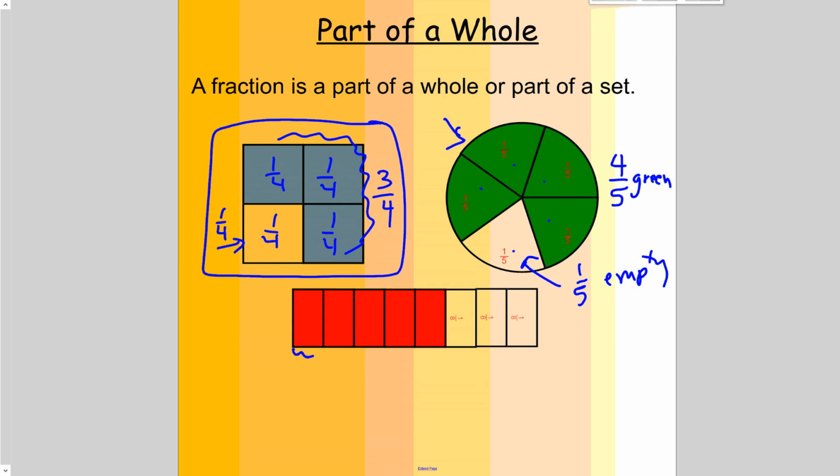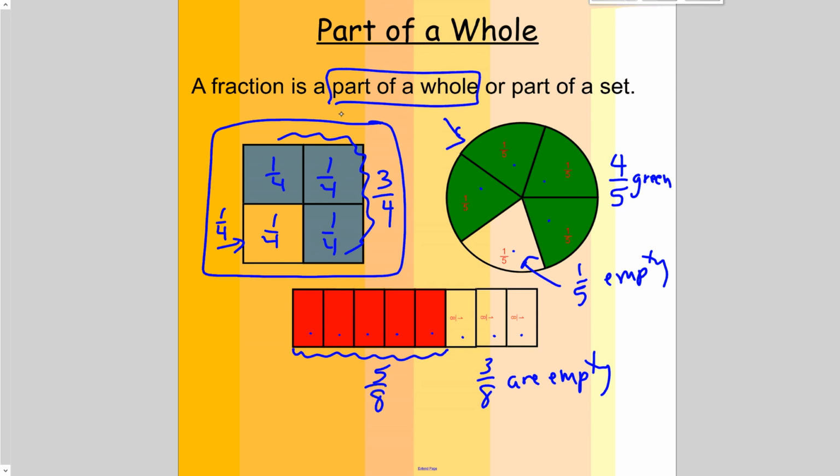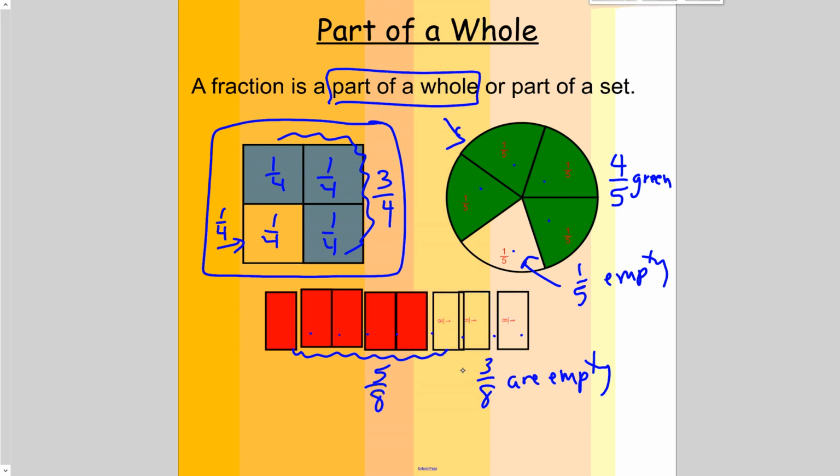And then down here, looking at our red, we have 1, 2, 3, 4, 5. 5/8 are red, and then 1, 2, 3, 3/8 are empty. So that's part of the whole. We've split up each of the wholes. If you can see, these are all separate pieces, even though they were attached.